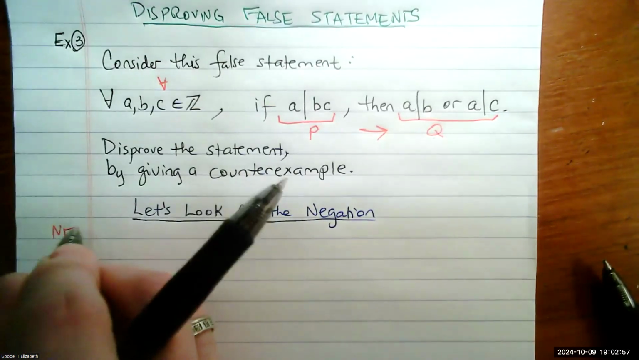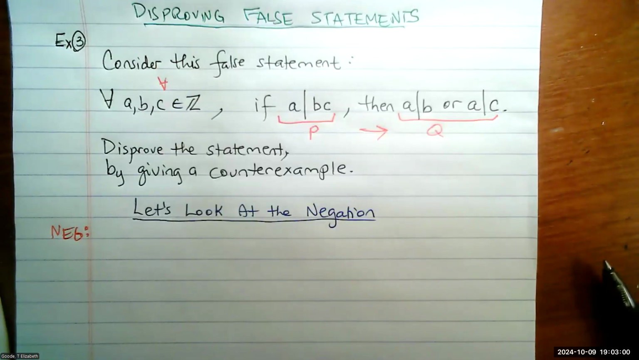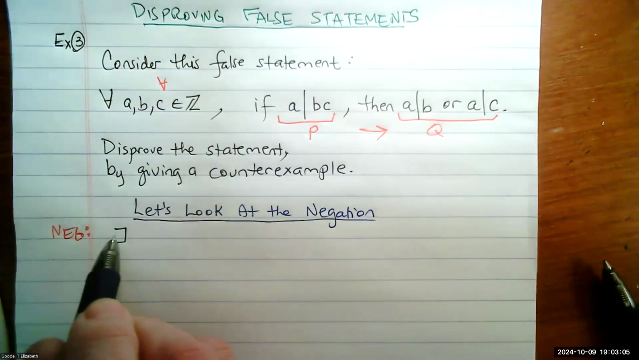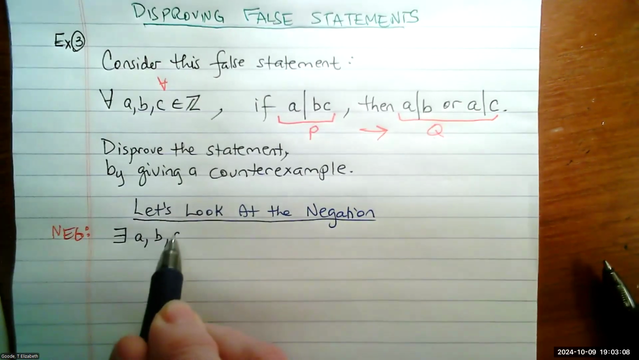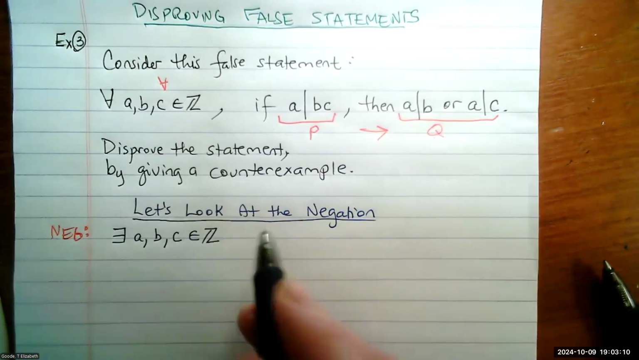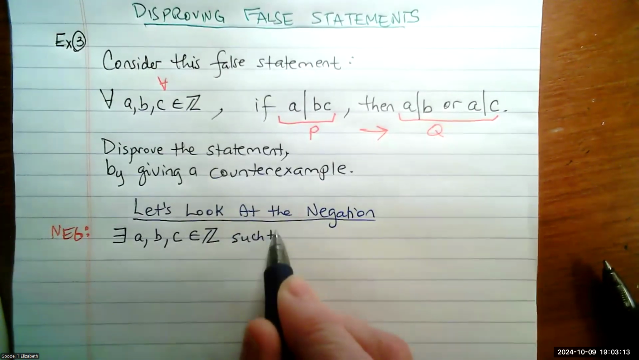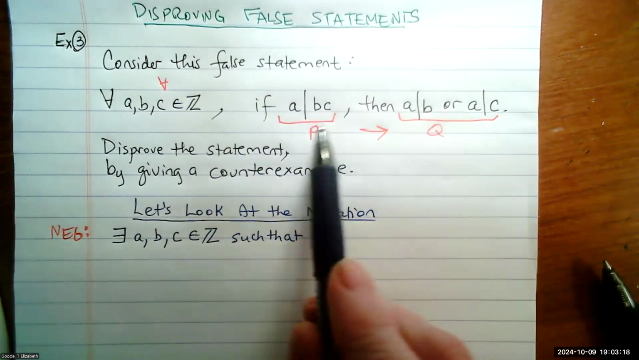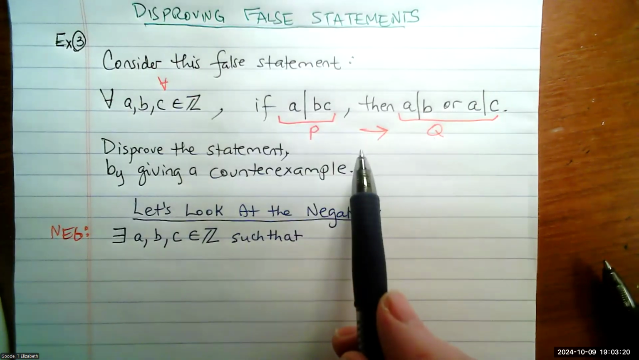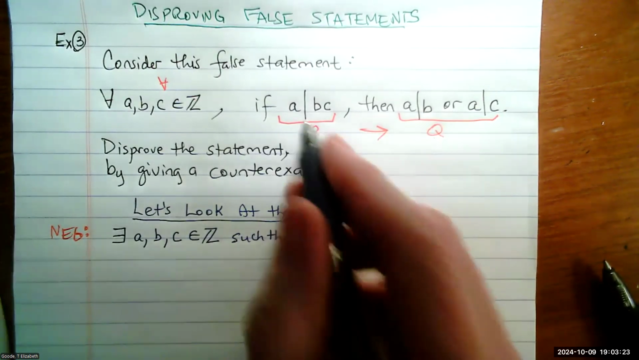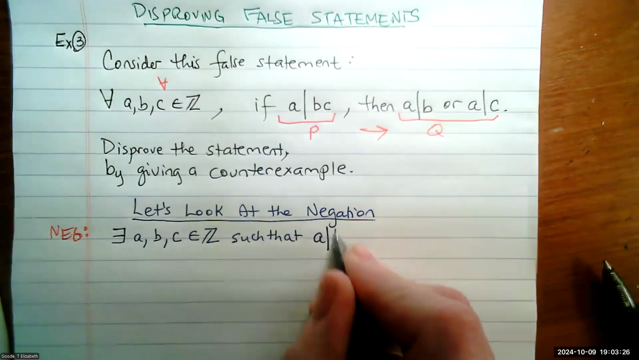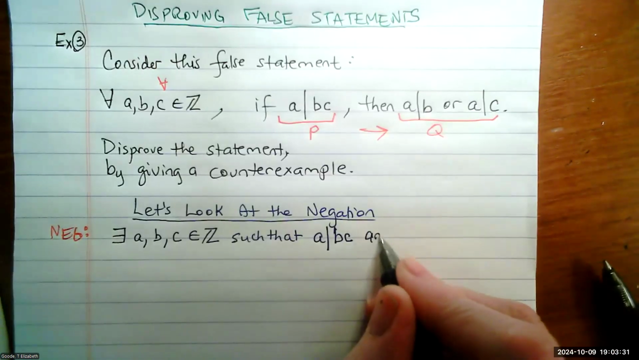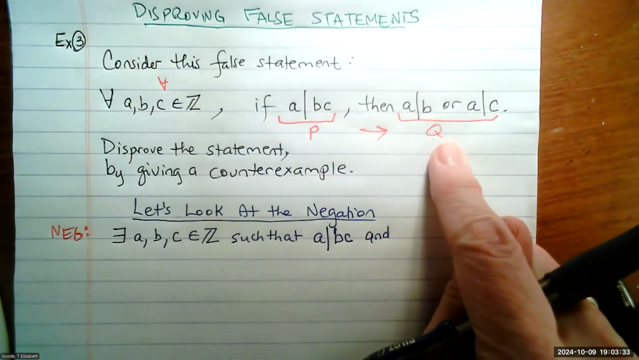So here's the negation. Well, the negation is going to be an existence statement. There exist A, B, and C in Z such that, all right, the negation of if P then Q is P and not Q. So of course, P is A divides BC and the negation of Q.